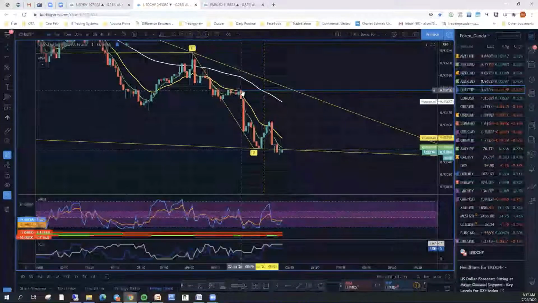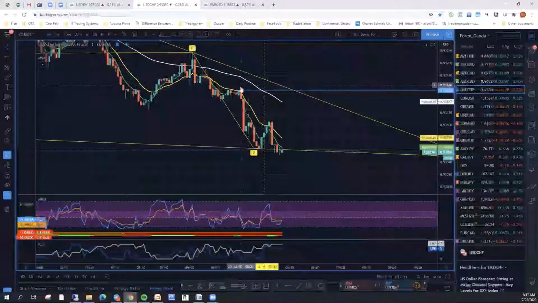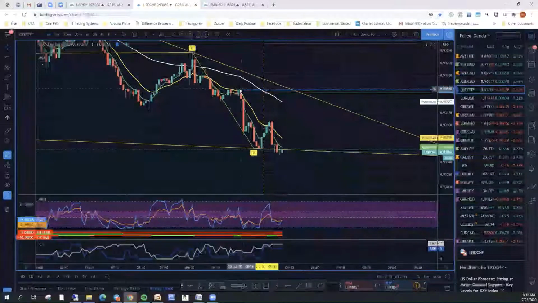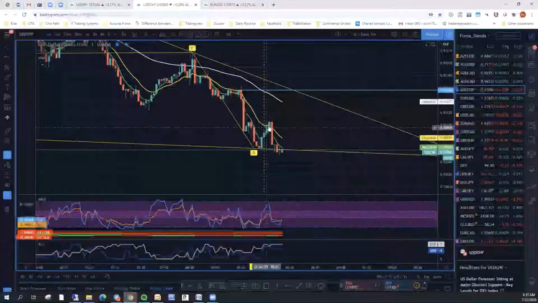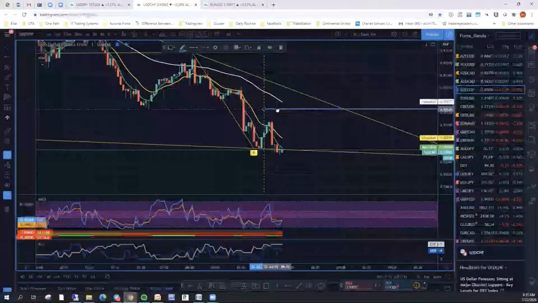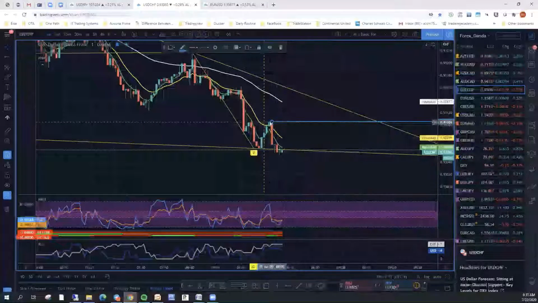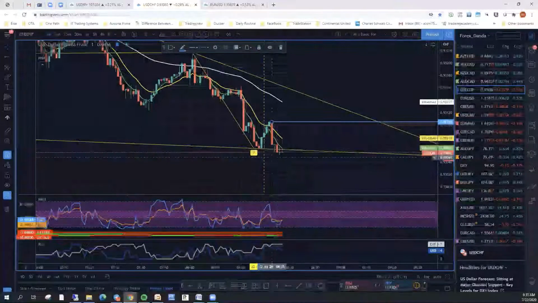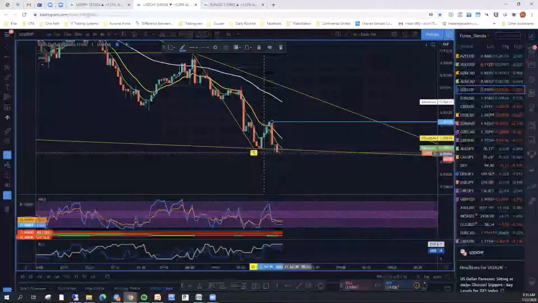But here's a pivot high. To break the wedge, it's got to break this pivot high. It also has to break. We now have a pivot high here, a high here, with lower lows.